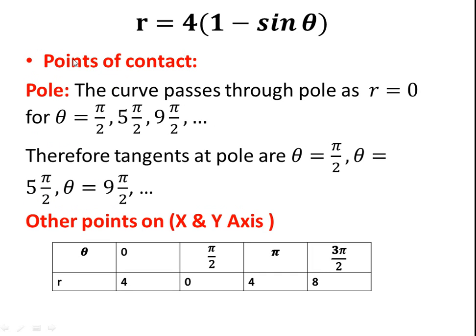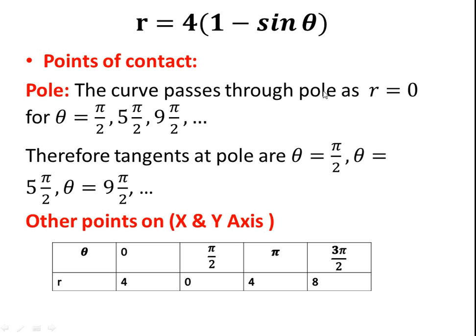Next thing is we are going to find the point of contact, whether the curve passes through the pole, and what other points I can find on the curve. To find whether the curve passes through the pole or not, the process is to try to find the value of θ for which r becomes 0. So in this case, if I put θ as π/2, I have sin(π/2), which is 1. So this 1 - 1 will become 0. That's why r is becoming 0. So I am getting one value of θ for which r becomes 0. Therefore, the curve passes through the pole.